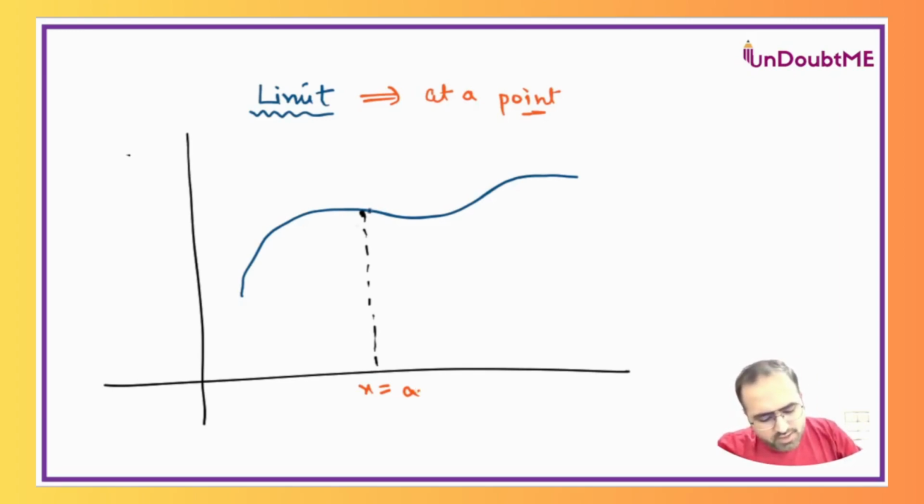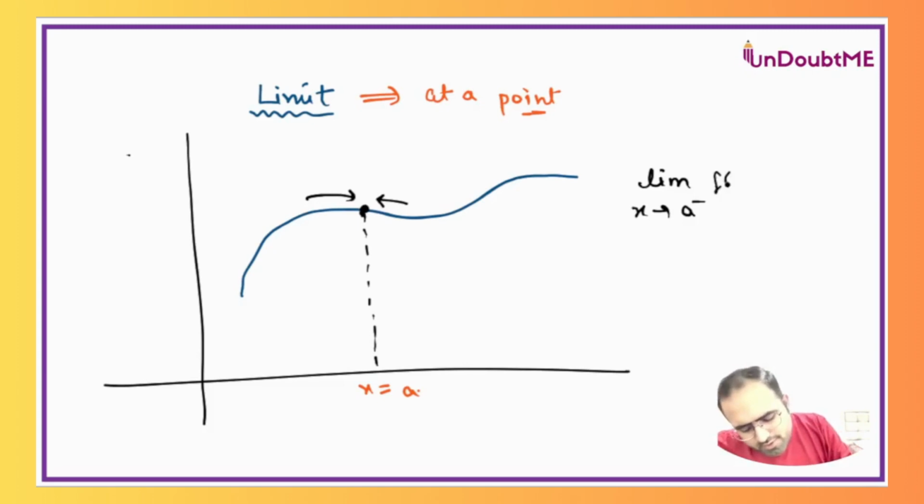Now, if I'm approaching this function from the left hand side, I will be reaching this point. Similarly, if I approach it from the right hand side, I'll be reaching the same point. When I'm approaching a function from the left hand side, it is written in this form: limit of x tends to a minus. What is the meaning of a minus? It means you are approaching a from the left hand side. Minus is just an indicator.